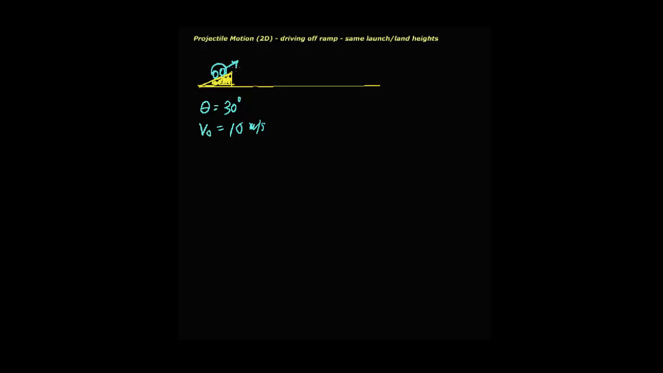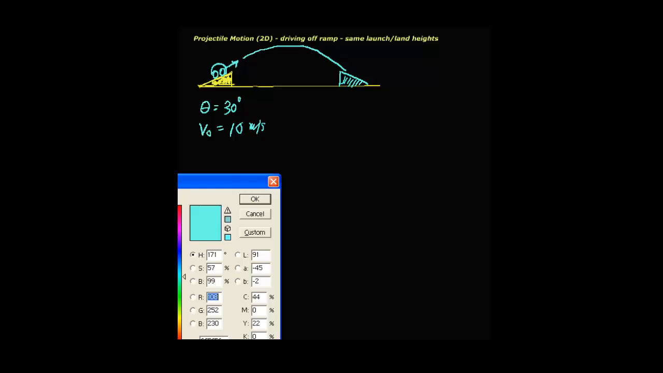And there's the velocity it's going to go off for, and because of gravity it'll go up and then come back down, and we're just going to assume it lands on an identical ramp on the other side. That way it's the same launch height as landing height. Okay, and what we want to find out from this is a couple things.